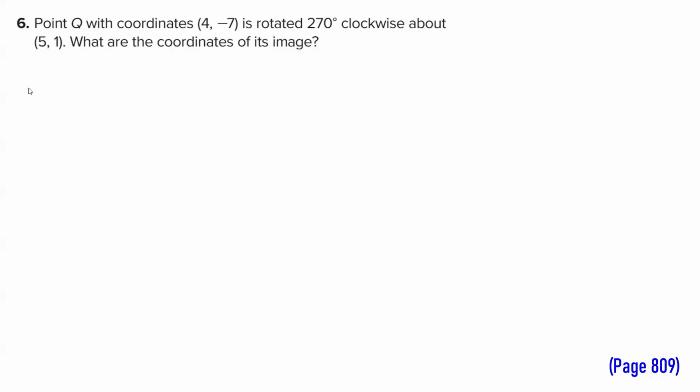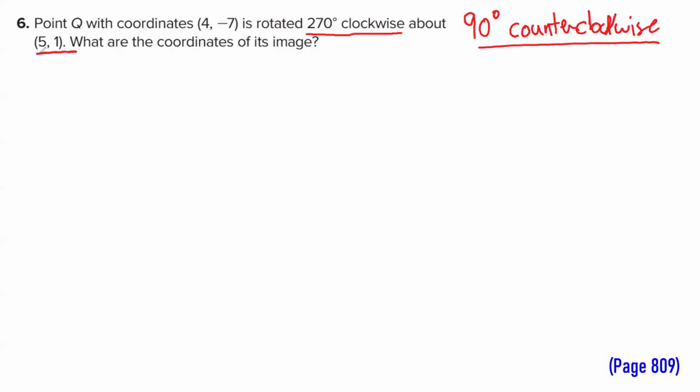Well, firstly, keep in mind that 270 clockwise is the same as 90 degrees counterclockwise. So this is the first information you need to keep in mind. Second of all, the center of rotation is not the origin. So in this case, we need to apply translation. Why do I need to apply translation?